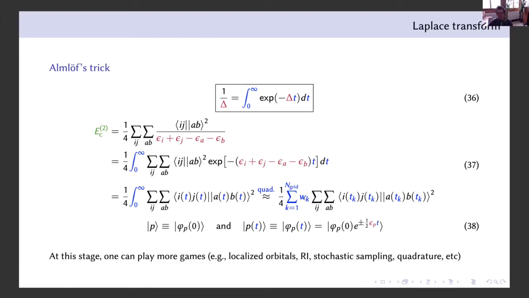After this, you can even play more games, and you can use localized orbitals, or you can use resolution of the identity. You can use stochastic sampling. And you can use more quadrature by rewriting all those integrals in a different way. So after that, you can play many, many games. But the idea is basically to kill this 1 over epsilon here, thanks to the Laplace transform, after factorizing all the terms. And you can use that trick for many, many different methods as well.